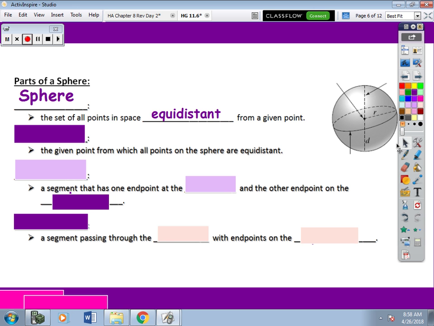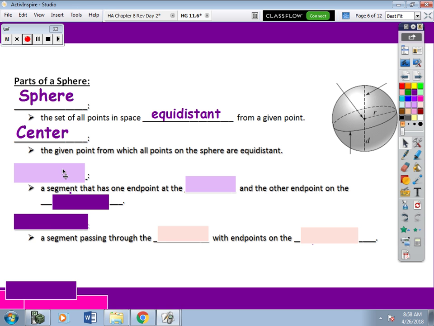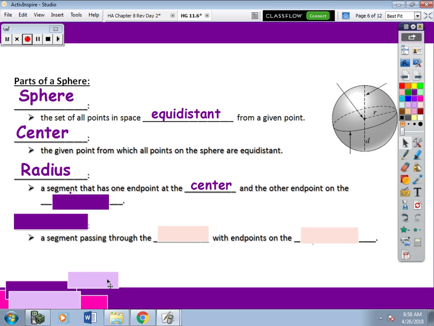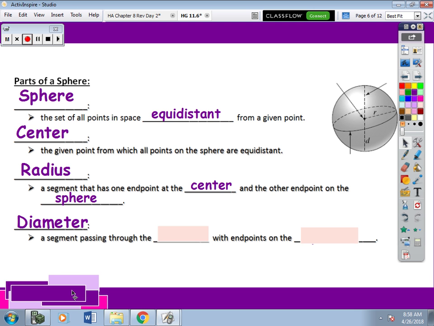So we have our center, which is the given point from which all points in the sphere are equidistant. We have our radius, which is a segment that has one endpoint at the center and the other endpoint on the sphere. And we have our diameter, which is a segment that has to pass through the center and have endpoints on the sphere.